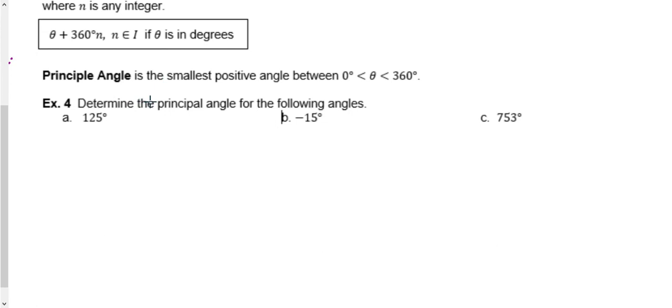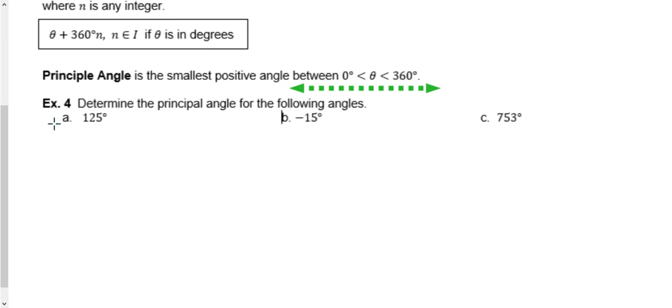Principal angle. So principal angle, this idea here, means the angle that has to be between 0 and 360 degrees only. And so that's going to be your principal angle. It's always between 0 and 360. I'm going to do a quick highlight of that so that it catches your attention, between 0 and 360 only. So if I gave you a few angles, we're going to determine the principal angle of the following.